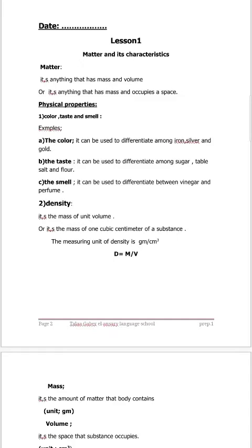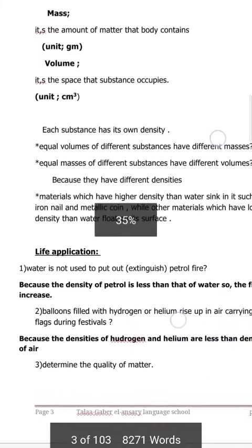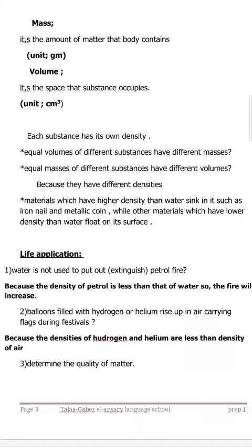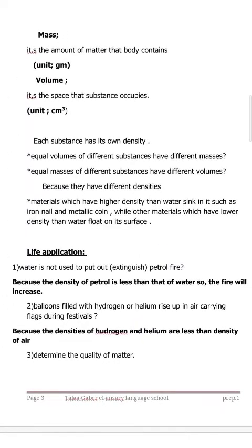Okay. تمام. تعالوا بعد كده ناخد يعني ايه mass. Mass is the amount of matter that a body contains. The unit of mass is gram. And the volume is the space that a substance occupies, or the space occupied by an object. So, the unit of the volume is cubic centimeter.